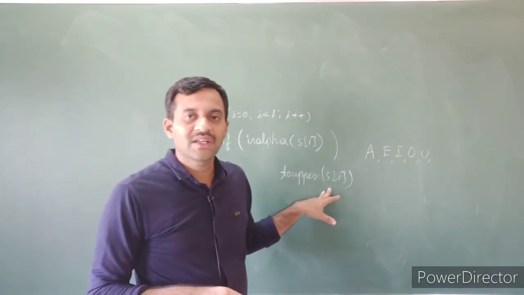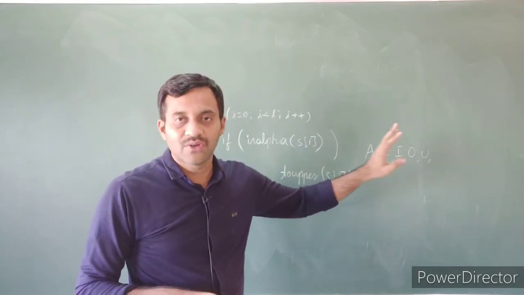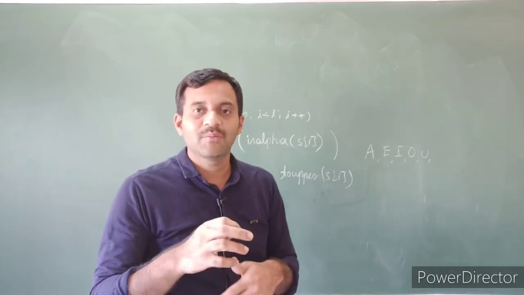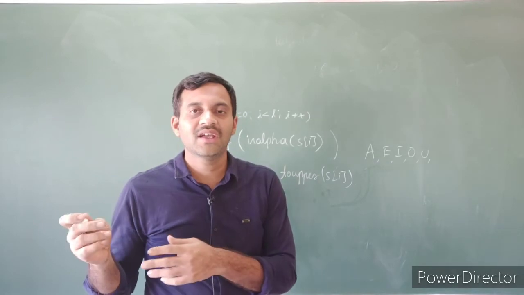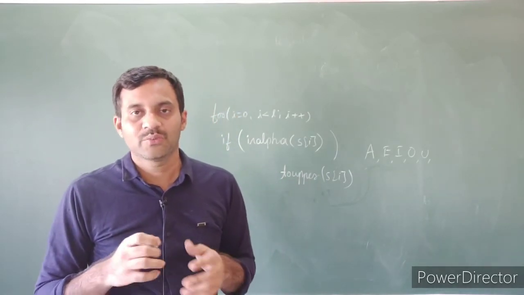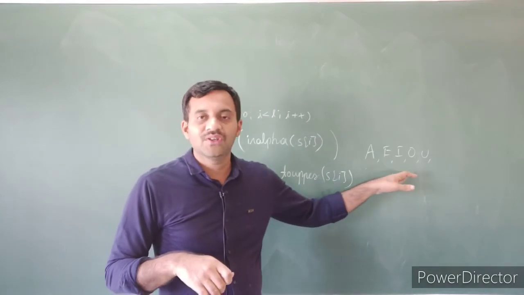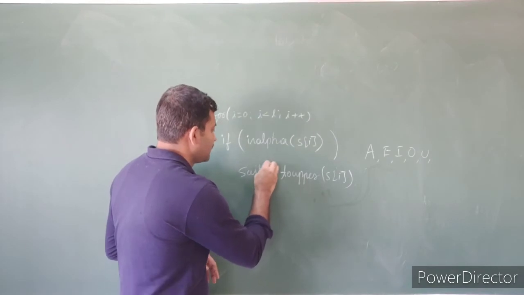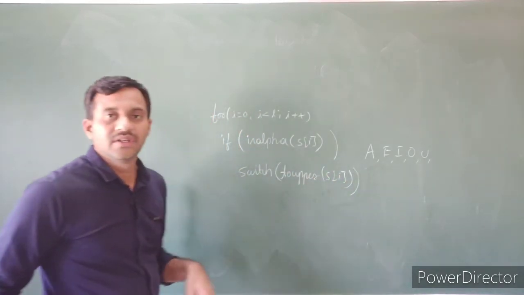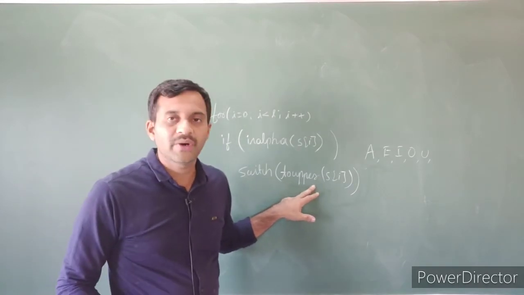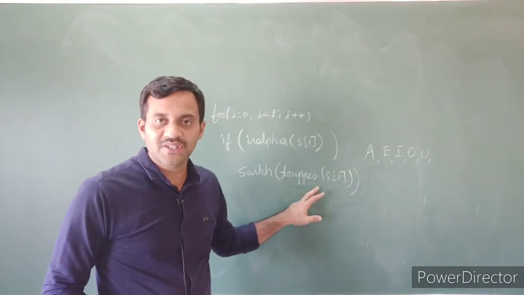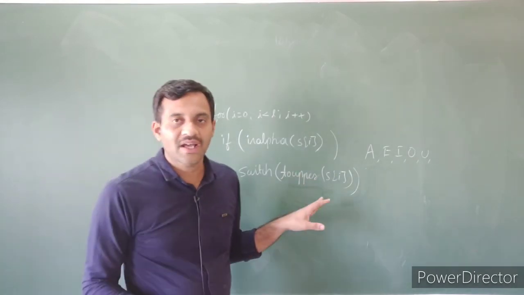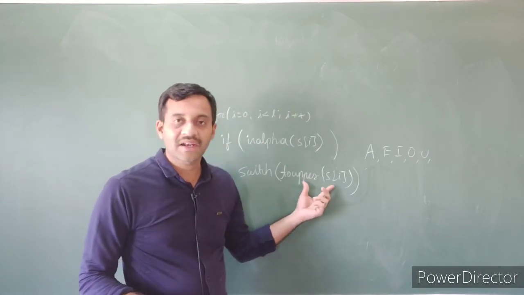Then compare whether the character belongs to AEIOU. If it does, increment the vowel count, otherwise increment the consonants. That is the procedure. To compare with AEIOU, we use a switch. In the switch statement, we use the function toupper of s of i. We know that a switch expression can only have an integer type value or character type value. Here it is a character type value.